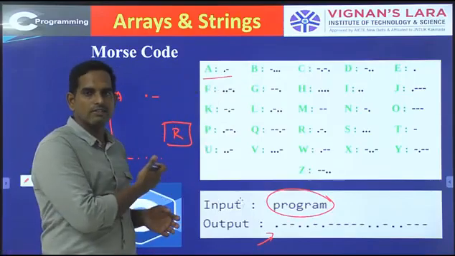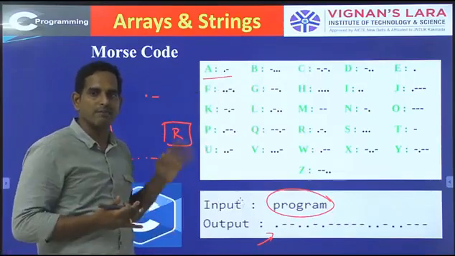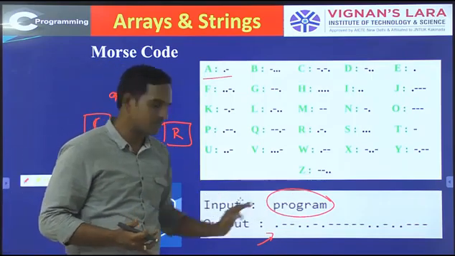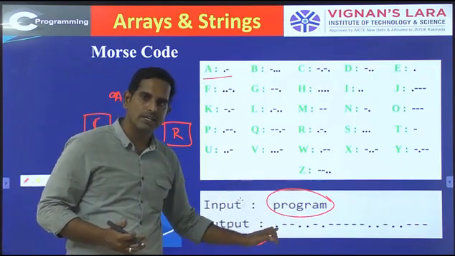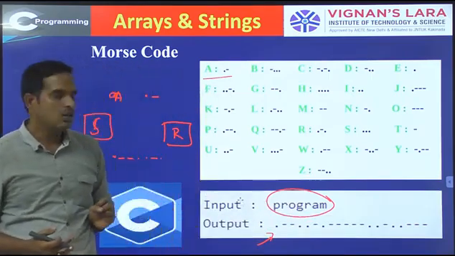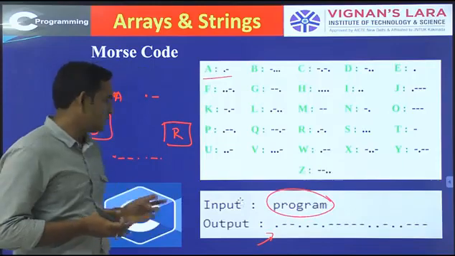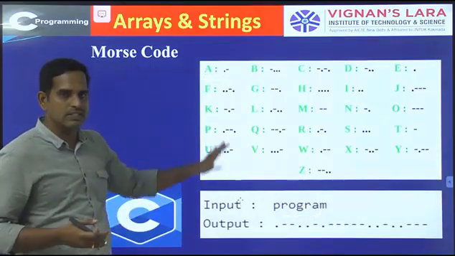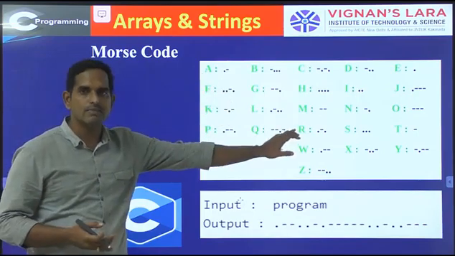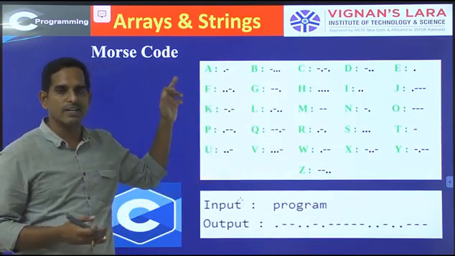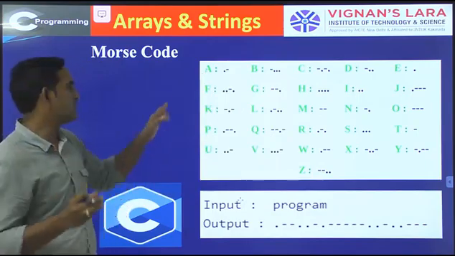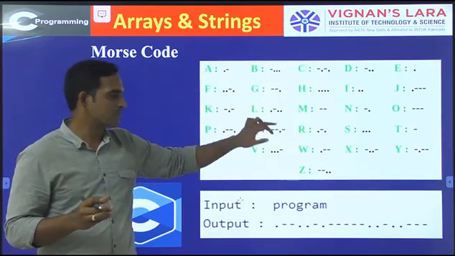In your C language, you should be able to write a program for this: take this string as input and generate this output. So how to implement this complete format? You just take each and every letter and encode it. That is, if I take one by one character from the string, that particular string will implement this.